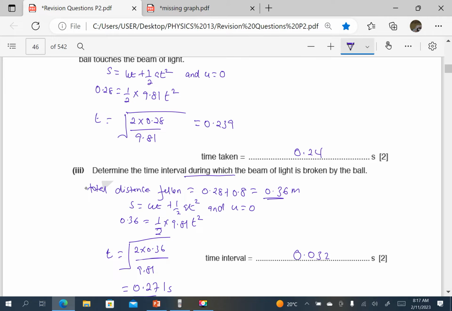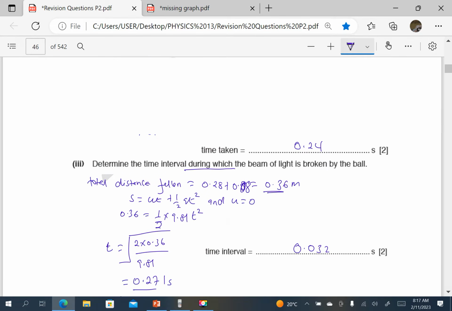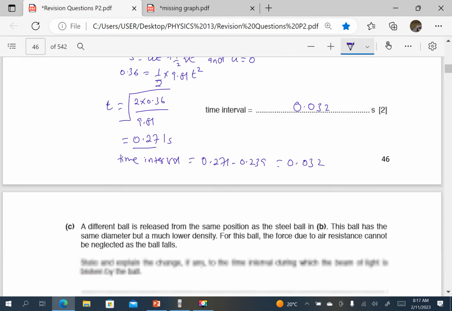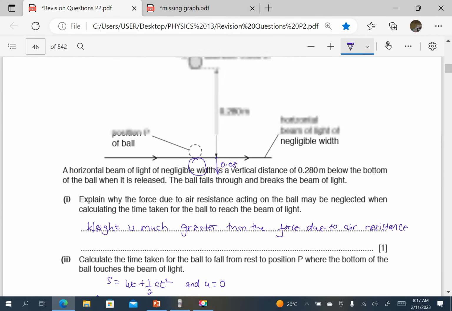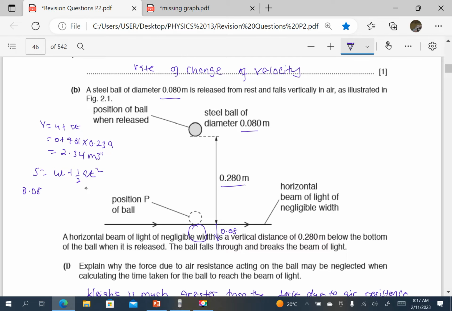By the way, this was 0.08, the one which gives us 0.36. So this is 0.08, which gives us: initial velocity now is 2.34, the time is the one we want, plus a half times 9.81 times t squared.